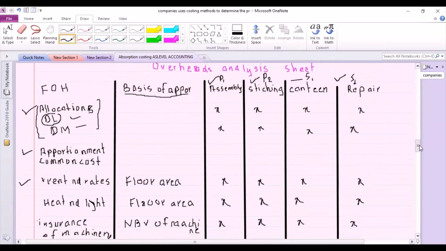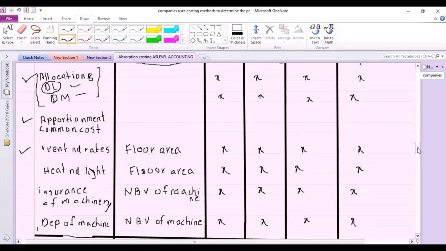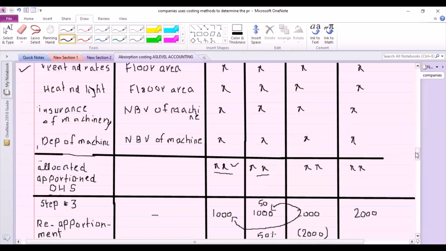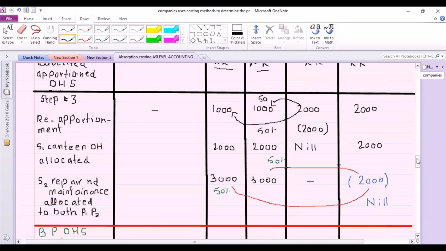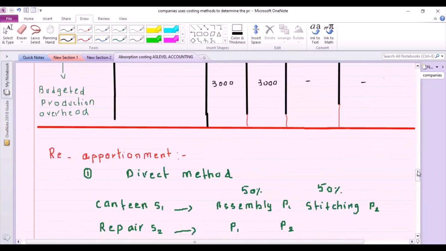Okay, students. So we already discussed allocations and apportionment. When we add both allocations and apportionment, we get a figure called allocated apportioned overheads. Now we have two other steps of absorption costing. Number one is reapportionment, and number two is absorption.